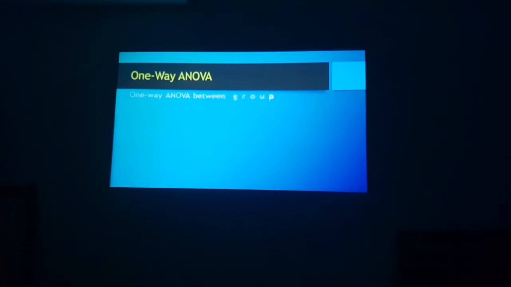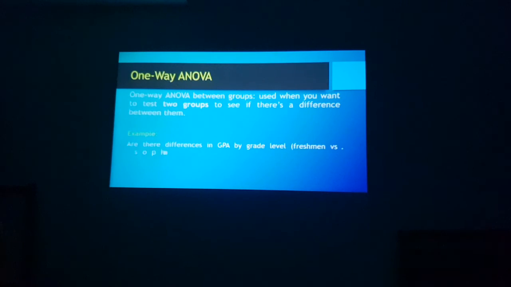One-way ANOVA between groups is used when you want to test 2 or more groups to see if there's a difference between them. Example: are there differences in GPA by grade level between freshmen, sophomores, and juniors? Since we are comparing 3, we have to use ANOVA.